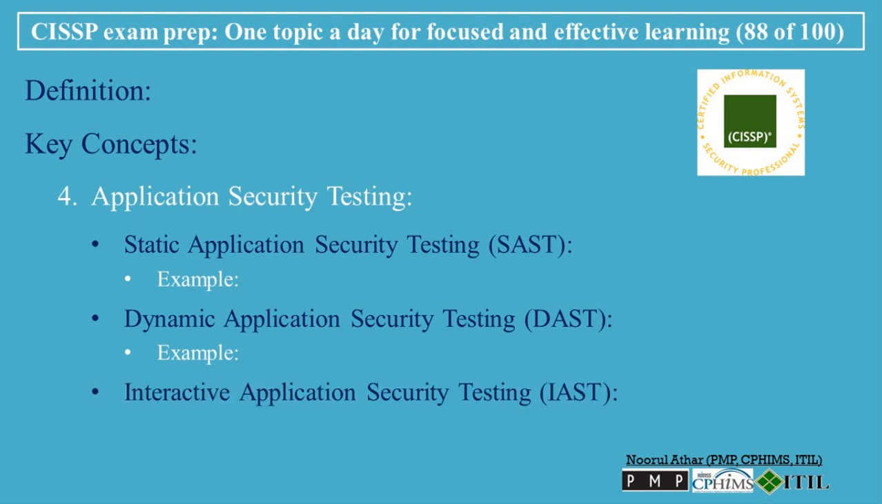Interactive application security testing, IAST. IAST combines elements of both SAST and DAST by analyzing the application's code while it is running. It provides real-time feedback on vulnerabilities as the application is being executed. Example: a security team uses an IAST tool to monitor a web application during testing to identify vulnerabilities in both the code and runtime environment.